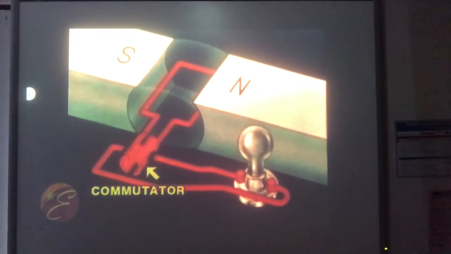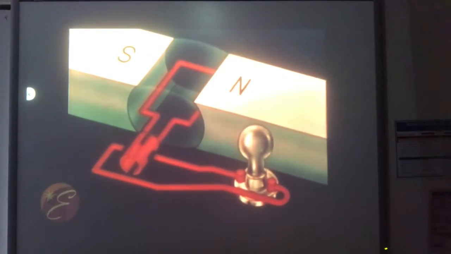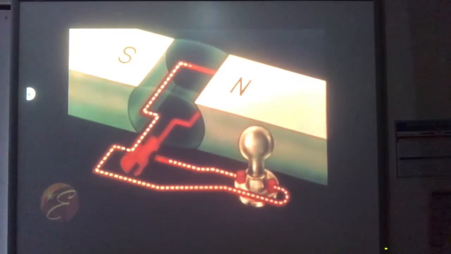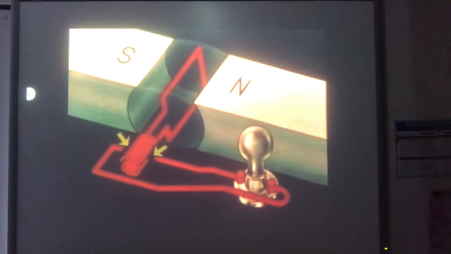The commutator is a collar divided into segments, insulated one from the other. We attach one end of the coil to one of the segments and the other end to another segment. Now, as the coil rotates through the first half cycle, the induced current of one direction is collected from the commutator segment. It flows through the external circuit, then back to another commutator segment and into the coil, completing the circuit. The brush that connects the commutator to the external circuit breaks the contact with the first commutator segment and makes contact with the second.